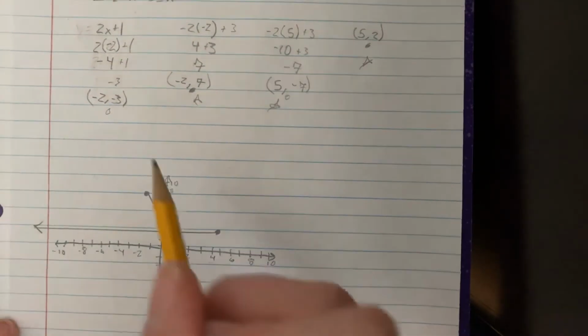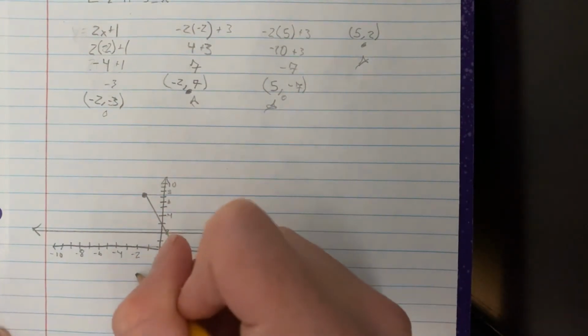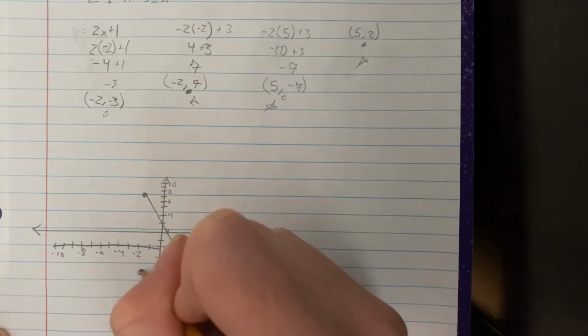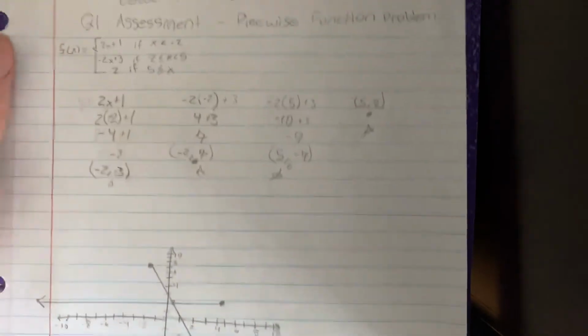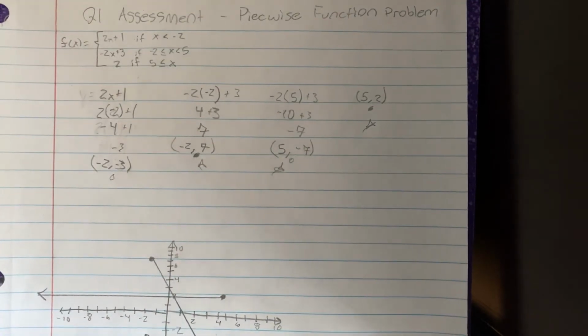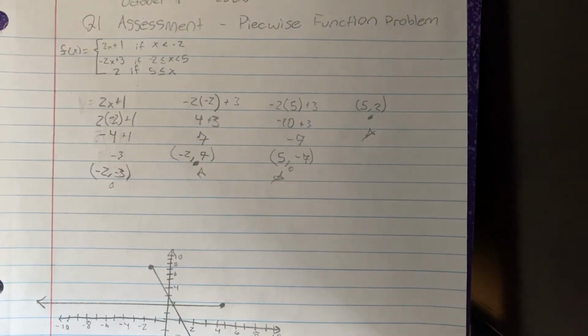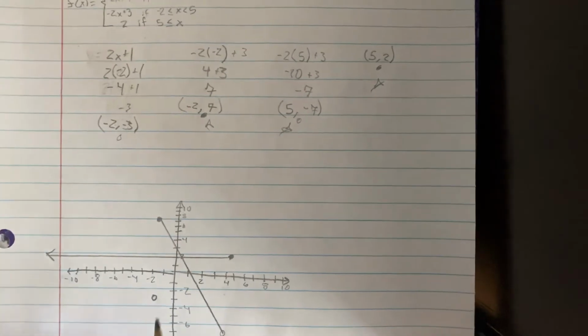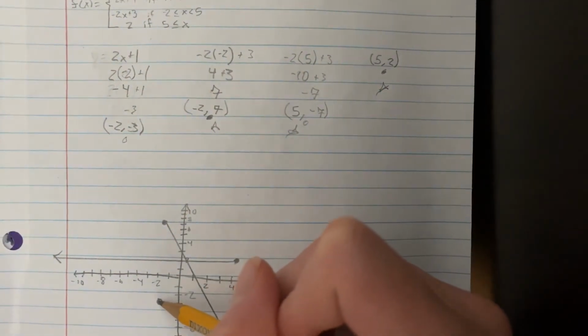And now the final one, negative 2, negative 3. So I'll go over here, just go negative 2, negative 3, which is right here. It's an open circle. And now, pretty sure that the slope is 2. So I think that it'll be going upward. I think that it'll intersect.